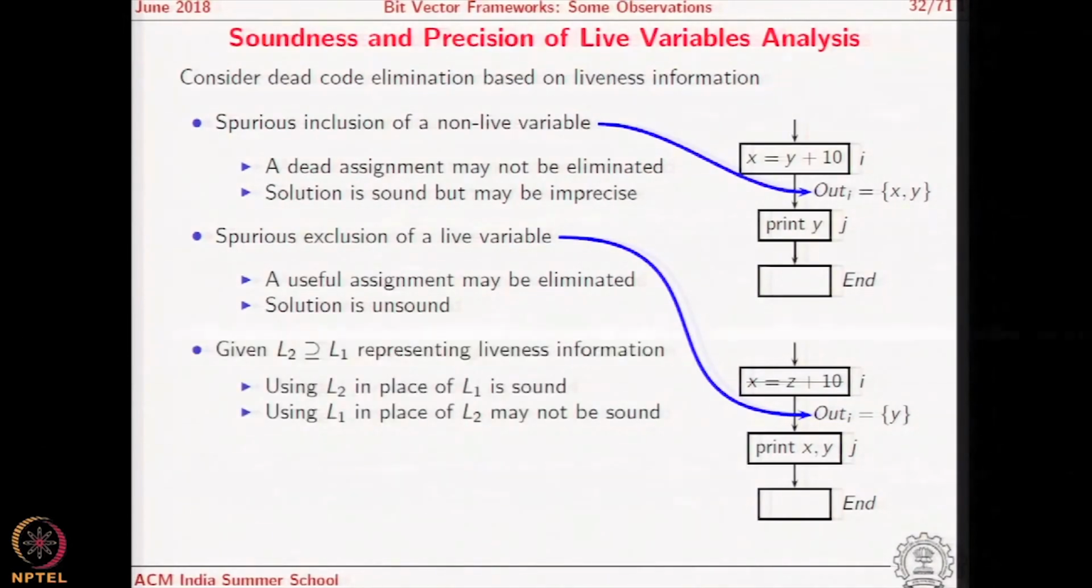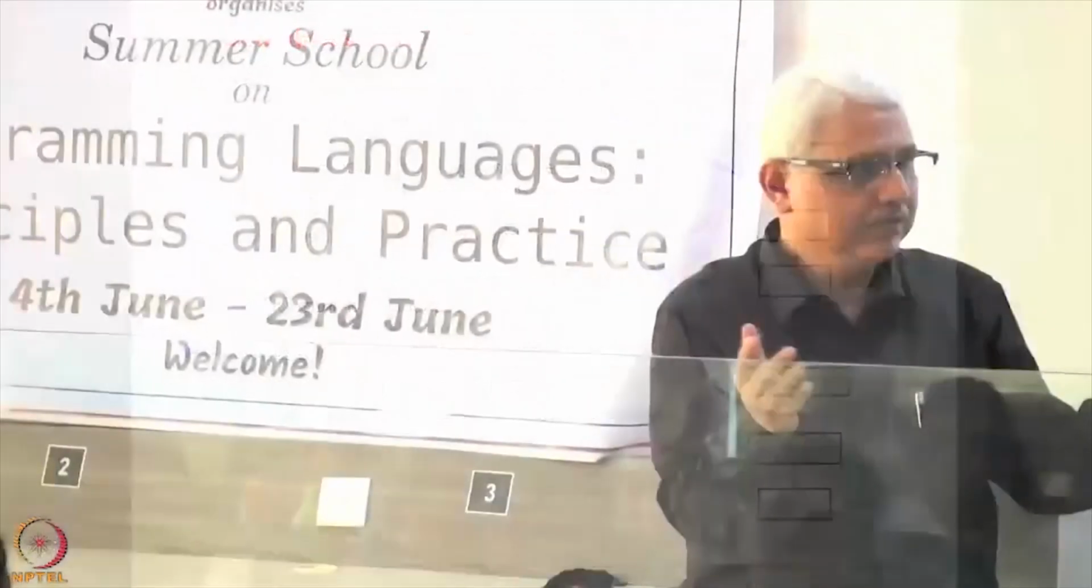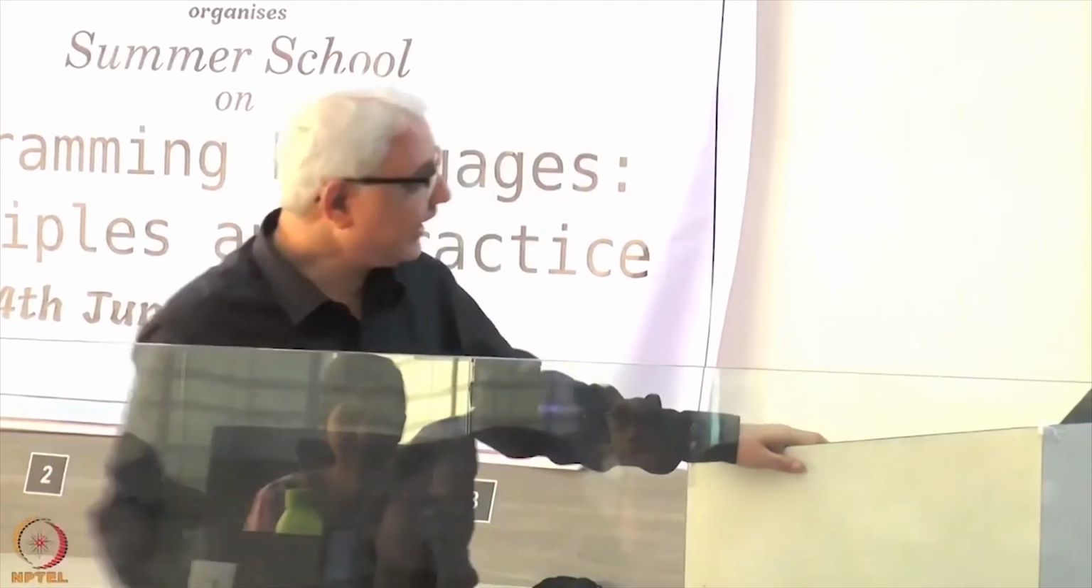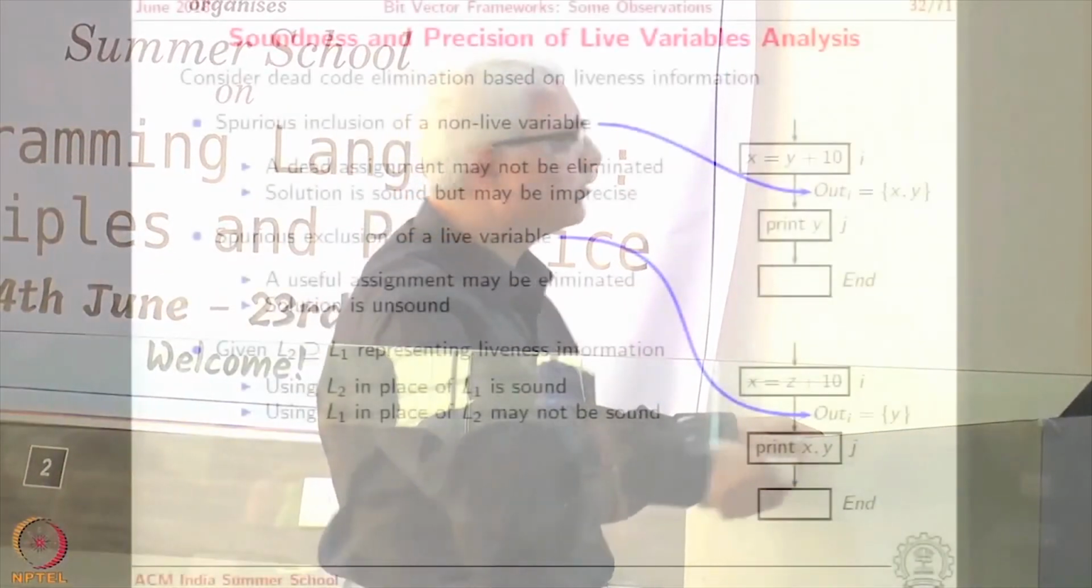Okay. So, in general, given L2, which is a superset of L1 representing liveness information, using L2 in place of L1 is sound. If L1 is sound, L2 is sound. Can you all see that? If L1 is sound, meaning it has every variable that must be declared as live, and L2 is a superset of L1. So, L2 definitely has every variable, it might have more variables. So, every variable that must be declared as live, and therefore, L2 is also sound, right. Using L1 in place of L2, however, may not be sound.